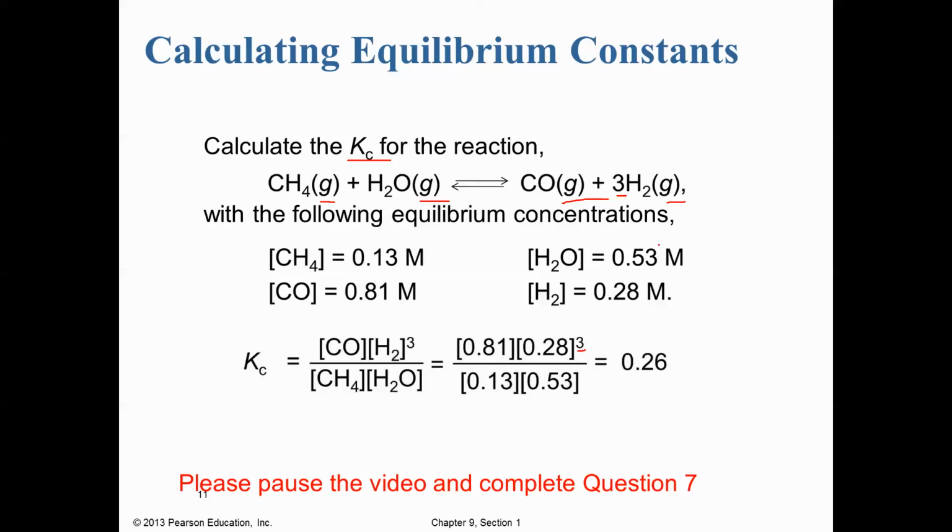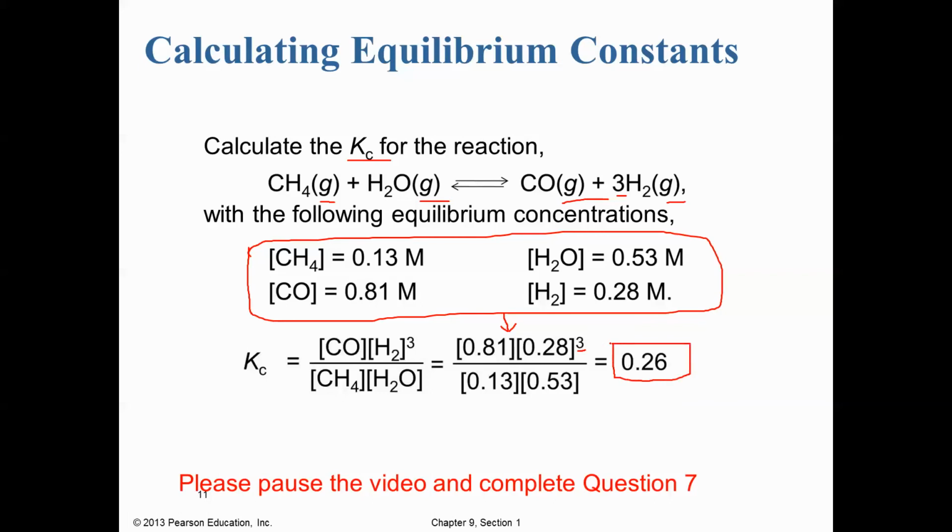we're going to plug in our concentrations right here. So these concentrations are all going to be plugged into our equilibrium expression. There we go. And then we just run this thing through our calculator. And once again, we're limited to sig figs, and we have a Kc value here of 0.26. So we have a smaller Kc value for this particular reaction. So again, there is our value of Kc. Once again, it's listed as being unitless. So please pause the video and complete question number 7.